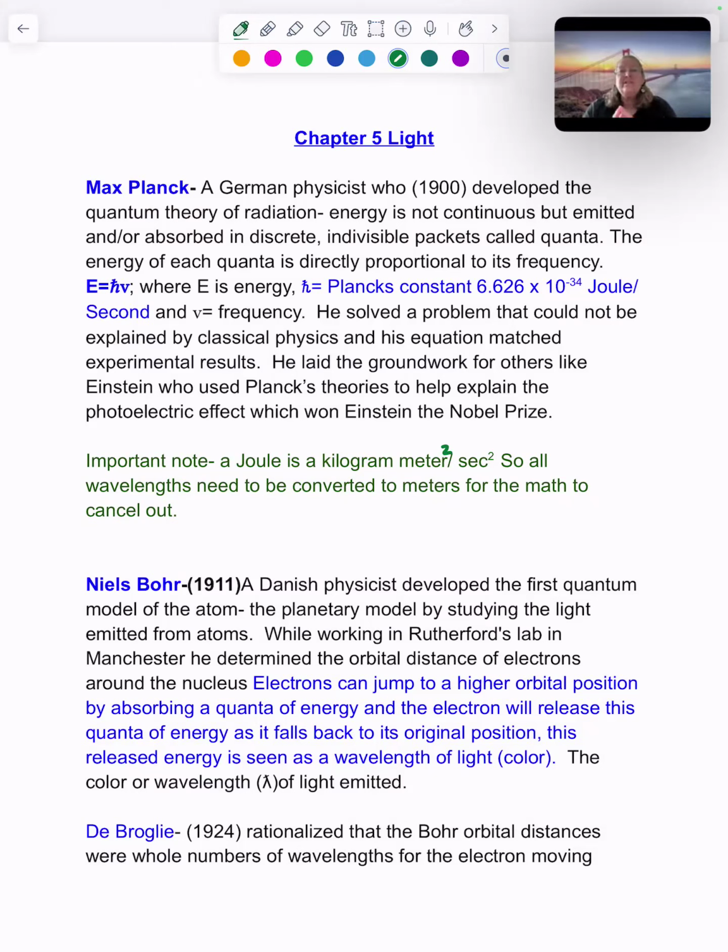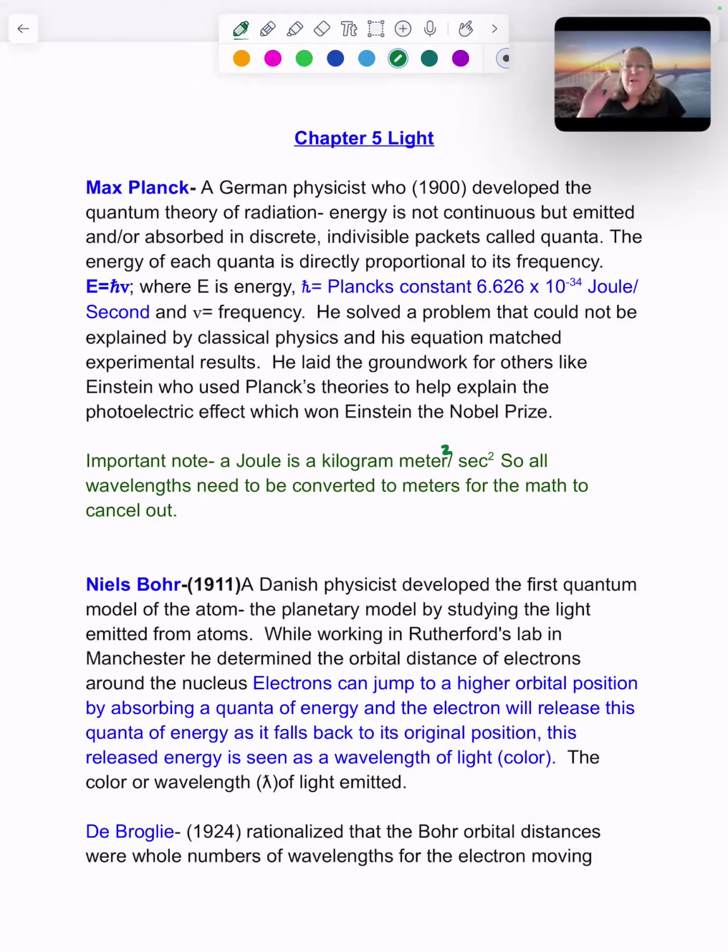He said that energy is not continuous, but emitted and absorbed in discrete, invisible packets of energy called quanta, and the energy of each quanta is directly proportional to its frequency. So we had the equation E equals hv, where h is Planck's constant, 6.626 times 10 to the negative 34 joule seconds, and v, or sometimes f, is frequency. He solved a problem that could not be explained by classical physics, and his equation matched experimental results, which is a really good sign that it works.